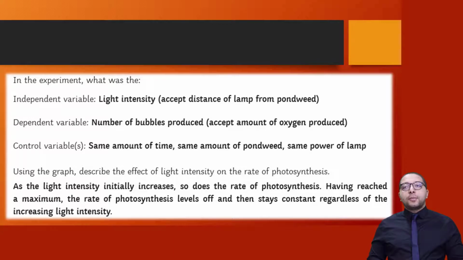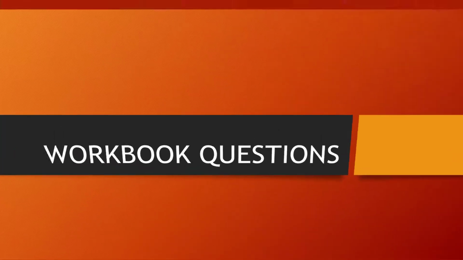Next question, describe the effect of light intensity on the rate of photosynthesis. As we have discussed earlier, as the light intensity increases, the rate of photosynthesis increases as well, and this is going to maximize the photosynthesis, and this is going to cause more bubbles of oxygen to be created.